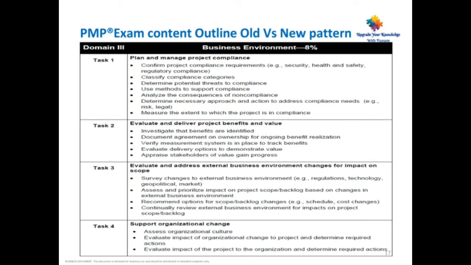Coming to the next and final slide, that is domain 3, business environment, which has 8% contribution to the final examination. Task number 1, plan and manage project compliance: confirm project compliance requirements, security, health and safety, classify compliance categories, determine potential threats, use methods to support compliance, measure the extent to which the project is in compliance. This is again the monitoring and controlling stage where you measure against your key performances.